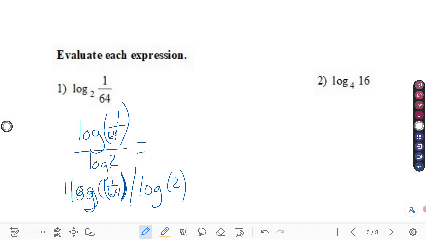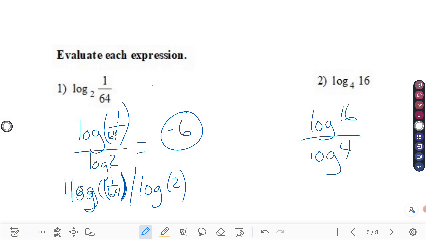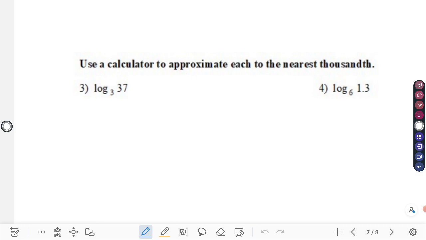So we know that this should be -6 because 2 to the 6 is 64. We have to flip it over, so this should be -6 when you type that into your calculator. All right, same thing with this one. We know the answer to this should be 2. And if you type in log of 16 divided by the log of 4, you better get the answer 2 back. All right, so those just show you that they do work.